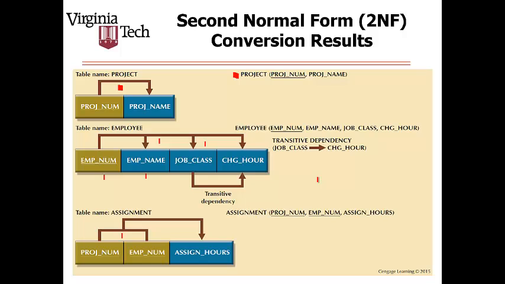Well, finally, we come down here to our assignment relation, and we see that you need to know the project number and employee number to know how many hours the employee was working on that project. And so at this point, we've gone from one relation that was in first normal form to three relations that now are in second normal form.